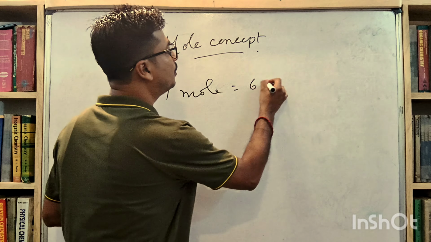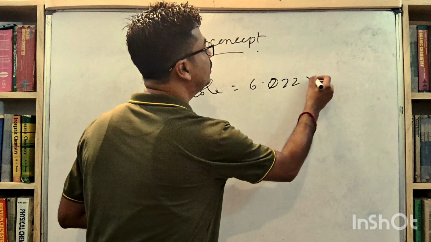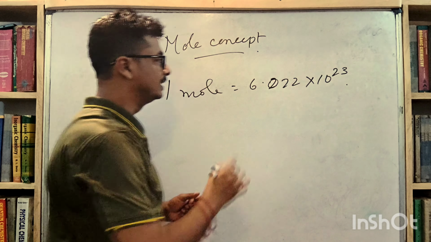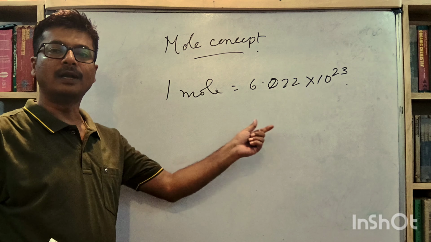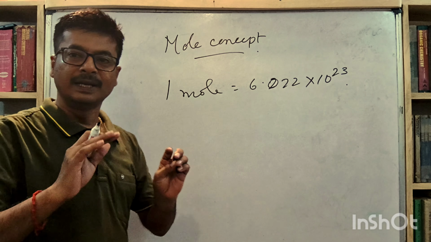1 mole means 6.022 into 10 to the power 23. This number is actually 1 mole. 1 mole means this number, nothing else.